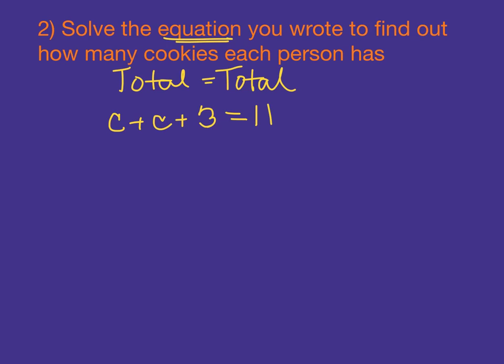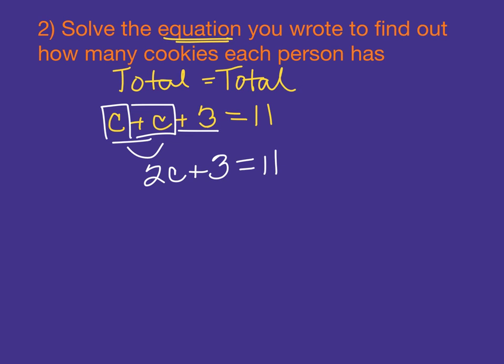And now I need to solve this equation. So I do that by first combining like terms. I know that my variables are the same and my constants are the same. I'm not going to cross that equal sign. I do that later when I solve it. So now I know I've got C plus C, which is 2C, plus 3 equals 11. And now I have an equation that I can solve.